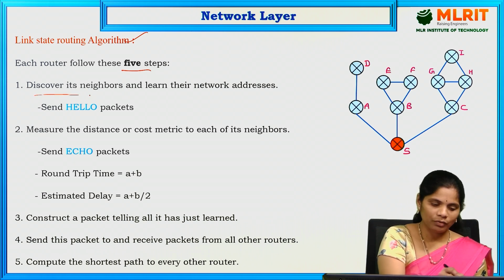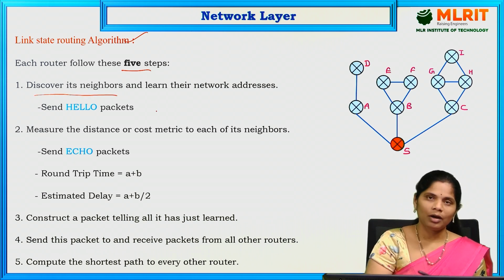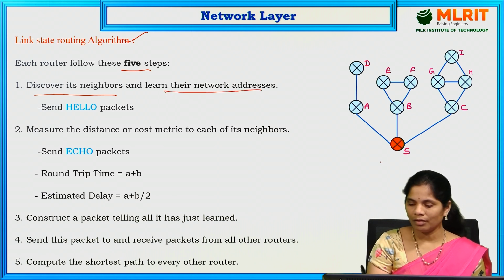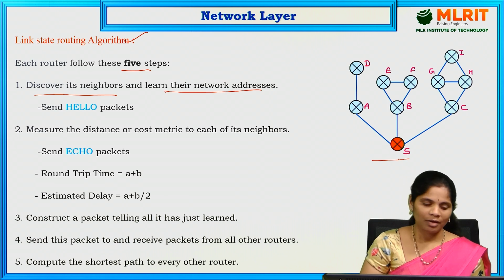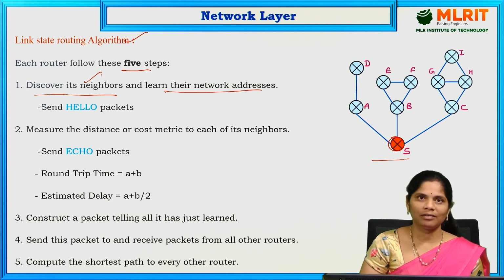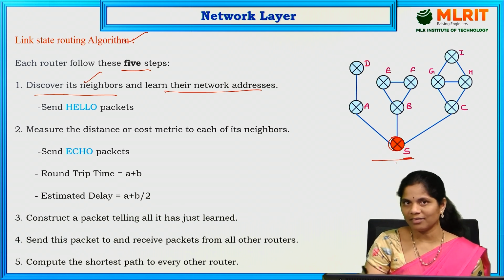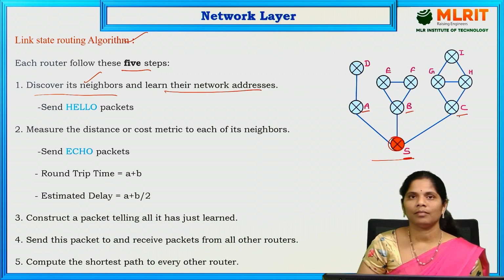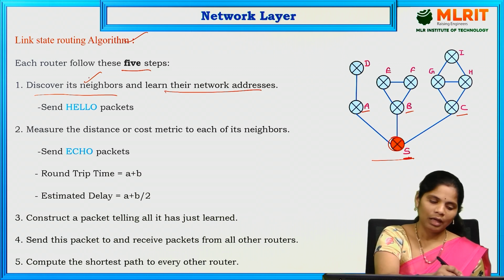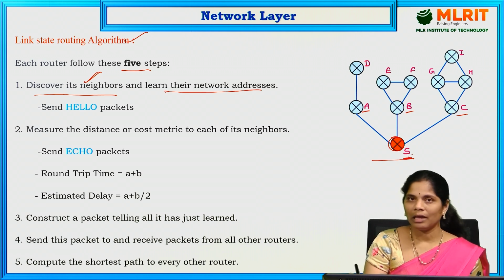First, you have to discover the neighbors of that particular node and learn their network addresses. Suppose this is the diagram, and this is the source. From this source, we have to send the packets to all other nodes. First, you have to discover its neighbors. What are the neighbors of this particular S? The neighbors of S are A, B, C. Those directly linked to that particular router are called neighbor nodes. So here the neighbors of source S are A, B, C.